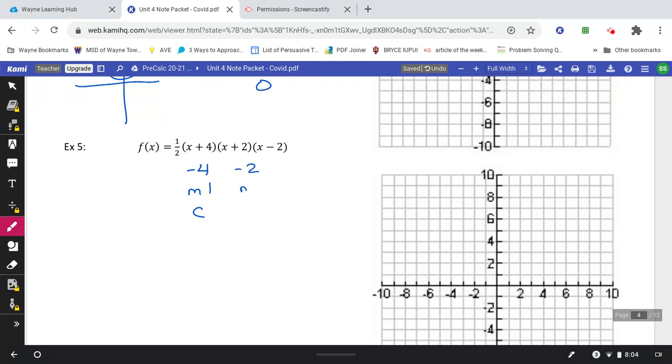Next one is a -2. Multiplicity of 1, and again, cross. The third would be 2, positive. Multiplicity of 1, and cross. The degree, the total of all the x's represented, looks like 3. And the very first sign that I see at the very beginning of the problem is a positive. If it was a negative, there would be a negative stuck right up in front there, and I don't see that, so I know it's a positive. All right, a positive degree 3, if you reference your 4.1 notes, looks like this.